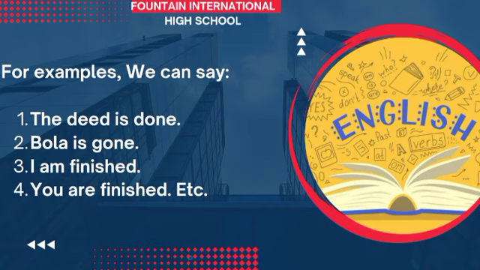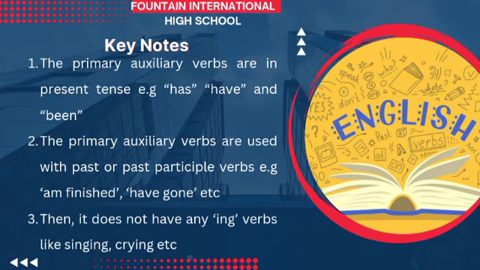Are is present. When you talk about present and past, the past tense of are is were. Past tense of am is was. Past tense of is was. So take note: what is important when you are expressing present perfect tense is that the primary auxiliary verbs are in the present tense, e.g., has, have, been. You can also add is, am, are to it. Those are the verbs you use. So take note.